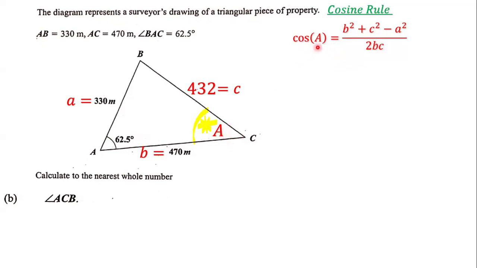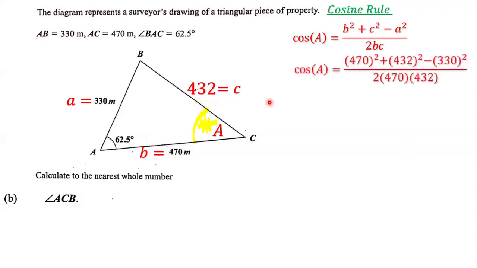Capital A is the angle that you're trying to find. And so we call the missing angle capital A, and the side that is opposite the missing angle, we call that small a. So small a is equal to 330. And B and C are the other sides of the triangle. So B is equal to 470 and C is equal to 432.